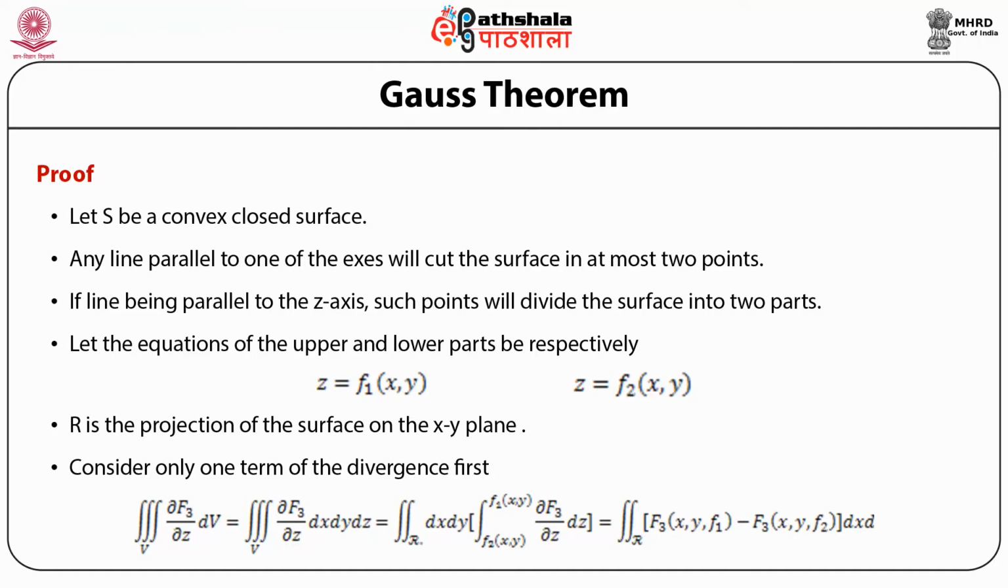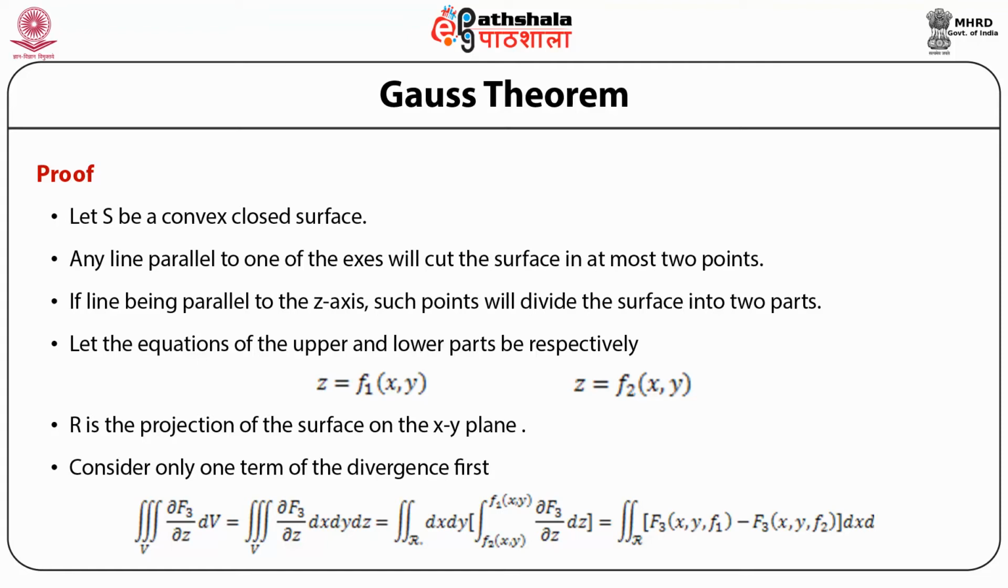Consider first the z component of the vector f. For this component, we have the volume integral of del f3 by del z dv equals the volume integral of del f3 by del z dx dy dz, which equals the surface integral over R of dx dy times the integral from f2(x,y) to f1(x,y) of del f3 by del z dz, which equals the surface integral over R of [f3(x,y,f1) minus f3(x,y,f2)] dx dy.